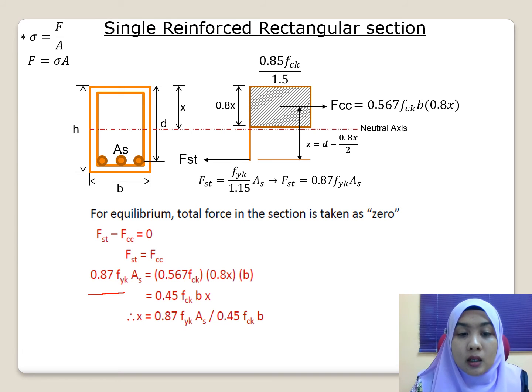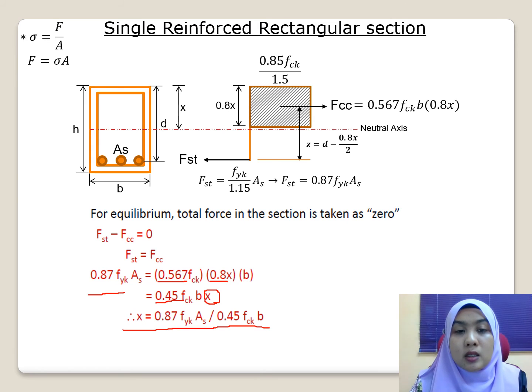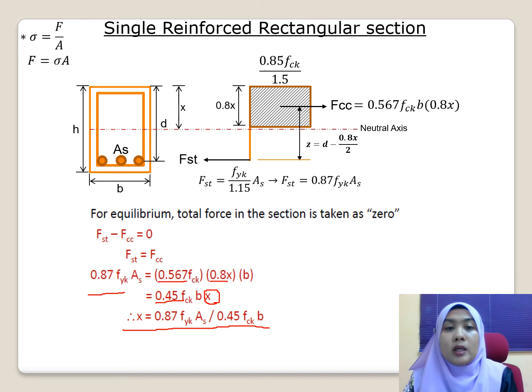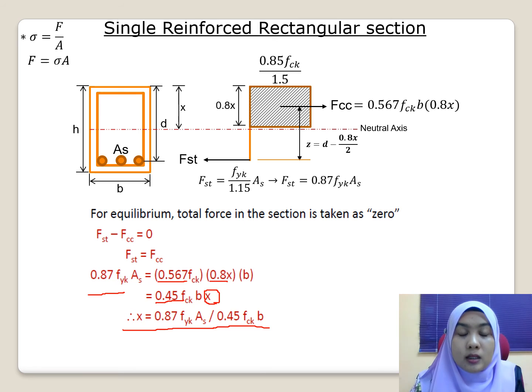Okay, so here since we have 0.567 and 0.8, you can multiply these and you get 0.45 FCK B times X. So the unknown is actually the X value. So rearrange this formula to get the equation for the neutral axis. Using this equation, you get your neutral axis. Okay, so that is how we compute the stress block in a rectangular section.